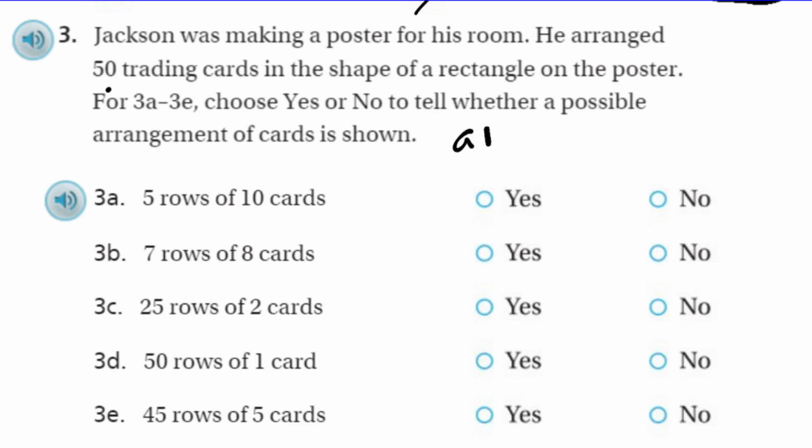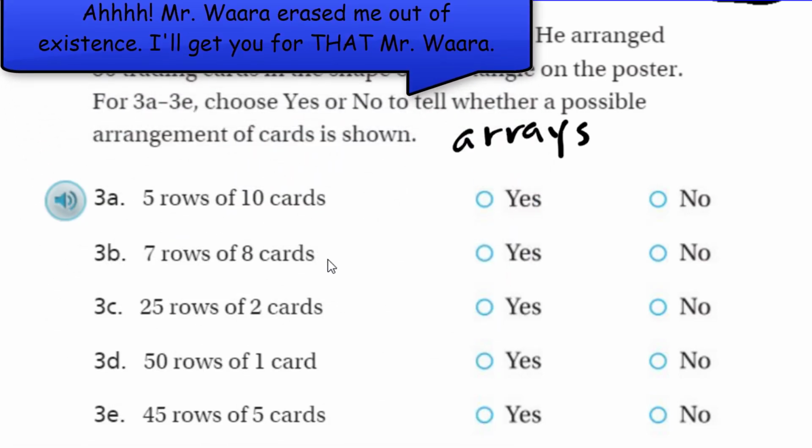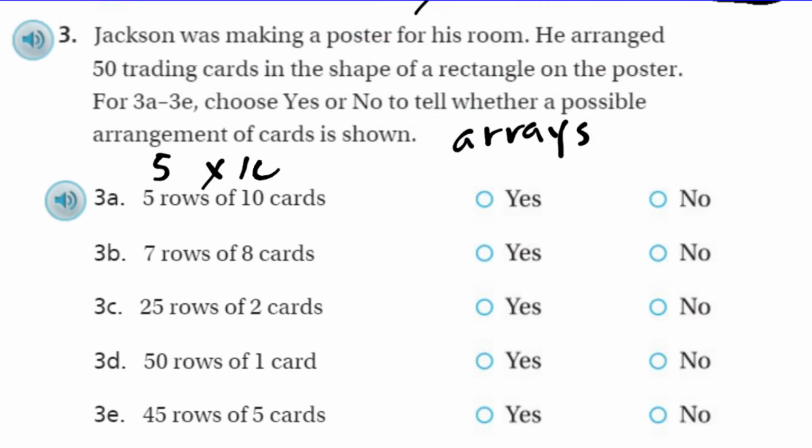This is where we talked a little bit about arrays. So 5 rows of 10 cards. Well, 5 rows makes it sound like 5 times 10. Does that equal 50? It does. So that's a possibility. Okay? So we say yes.